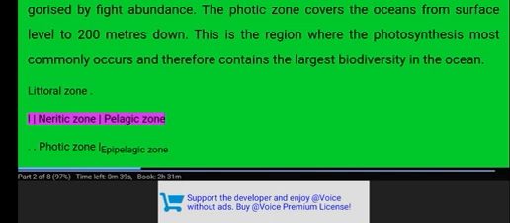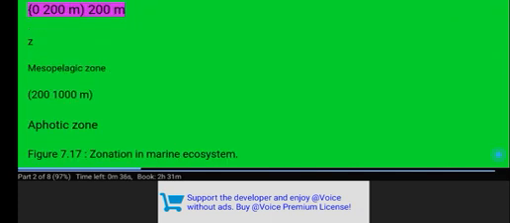Littoral zone, neritic zone, pelagic zone. Photic zone, epipelagic zone, 200 meters. Mesopelagic zone, 200 to 1000 meters. Aphotic zone. Figure 7.17, zonation and marine ecosystem.